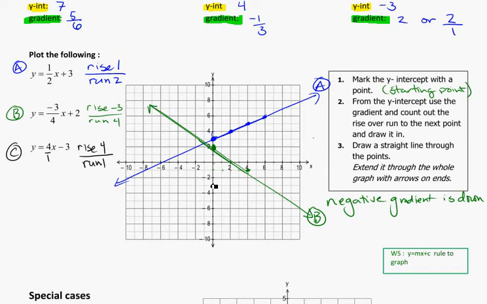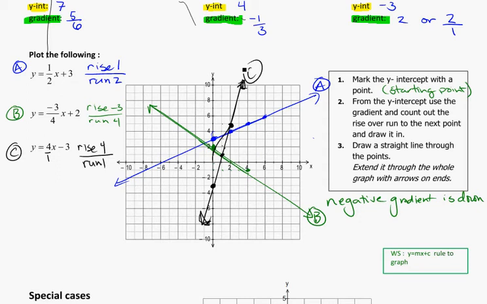So that actually becomes rise of 4 over run of 1. So here I'm going to go up 4, 1, 2, 3, 4, over 1. And if I want another point, again I can go up 4, 1, 2, 3, 4, over 1. And once you've got at least those 2 points put in, from there, using a ruler, you can draw on your straight line. The arrows on the ends.